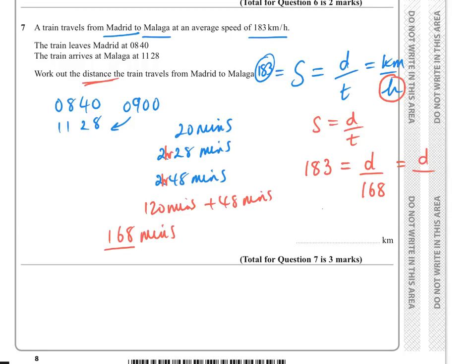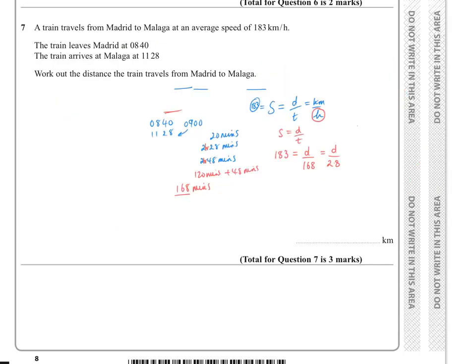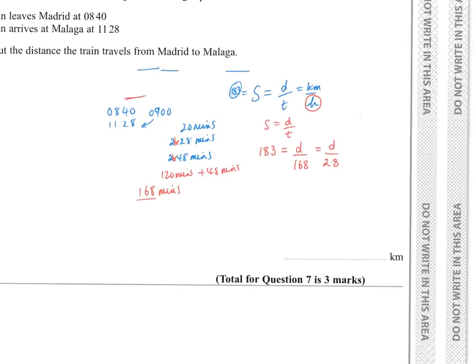So 168 minutes, well, how do we convert that into hours? Well, we'll divide it by 60, because there are 60 minutes in an hour. So 168 divided by 60, and that gives us 2.8. So what do we need to do from here?